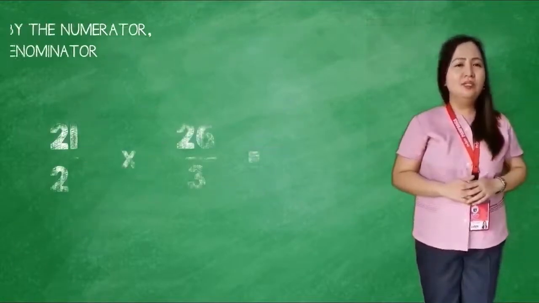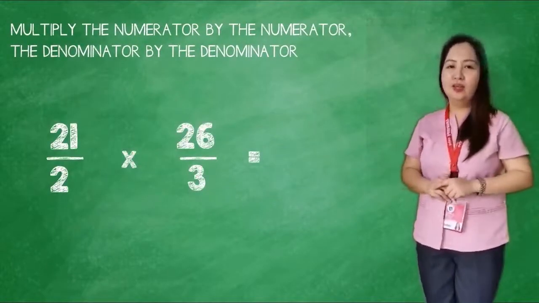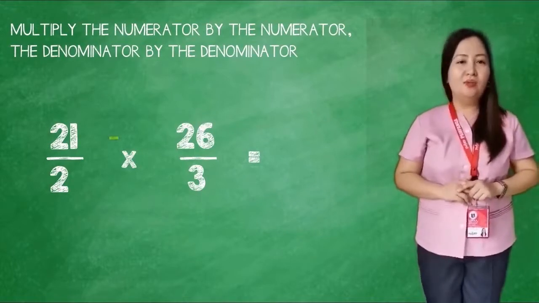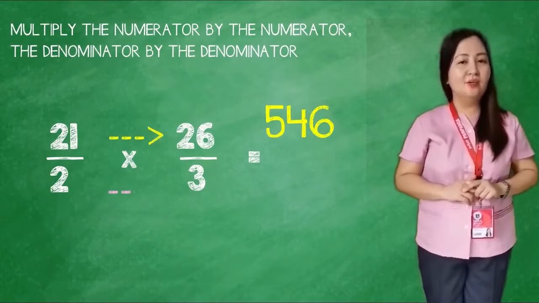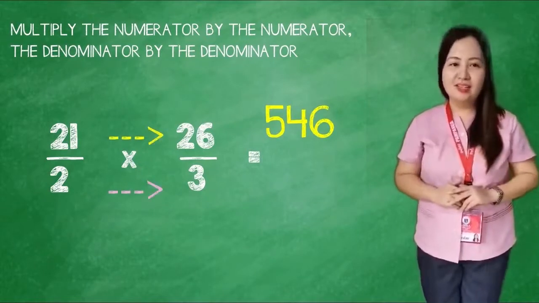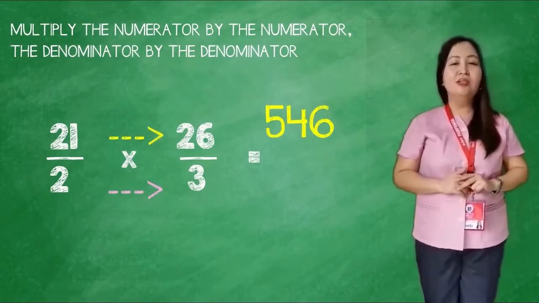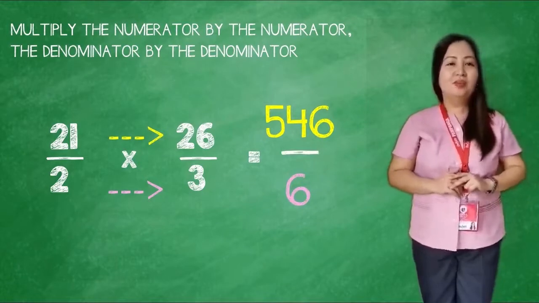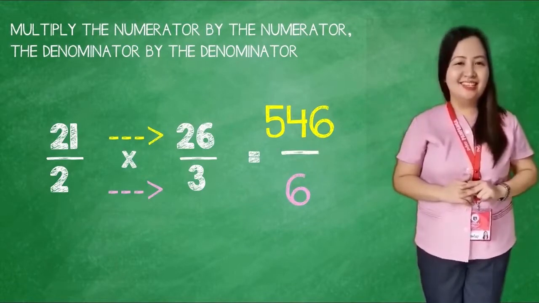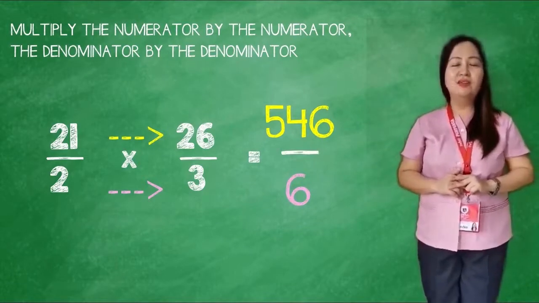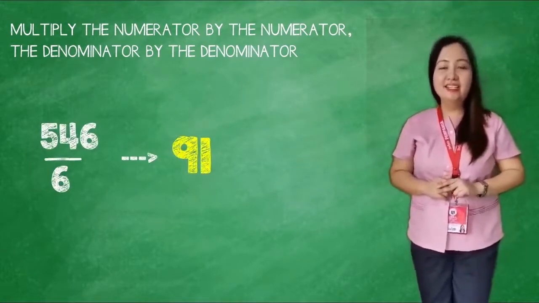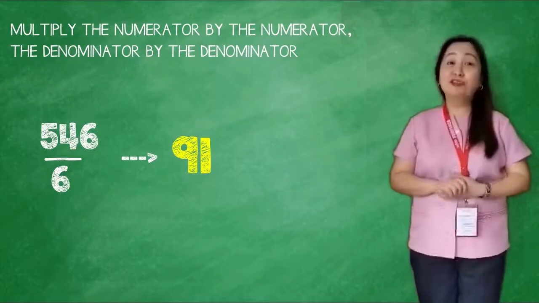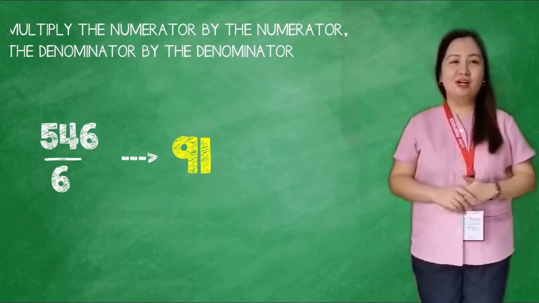Again, let us multiply 21 over 2 and 26 over 3. We can multiply now the numerators. 21 times 26 equals 546. And next, multiply the denominators. 2 times 3 is 6. Simplify 546 over 6. The result is 91. So the first product is 91.